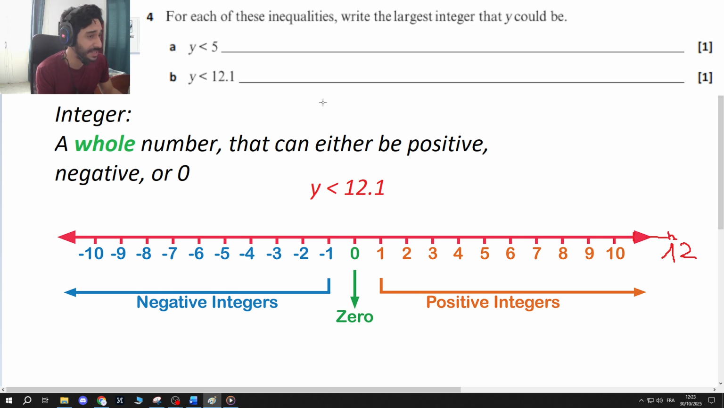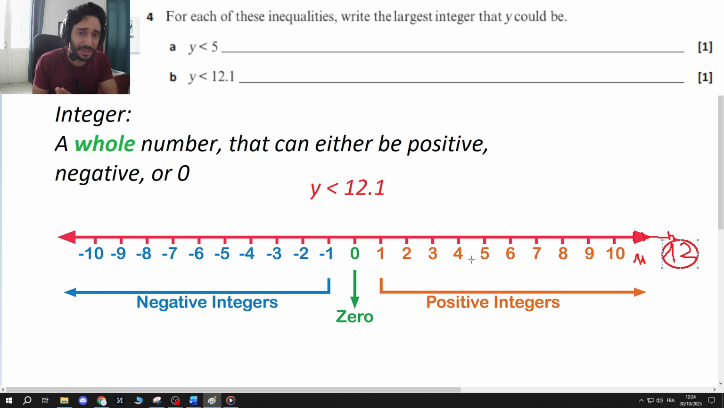Now, a lot of you might say 11, but please pay attention. Now, we have 12.1, and right before that, there is another integer, 12. The answer here is actually 12 and not 11, because when we say y is anything that's less than 12.1, that means y can be 12. 12 is less than 12.1, right? So that is the answer to question 4.